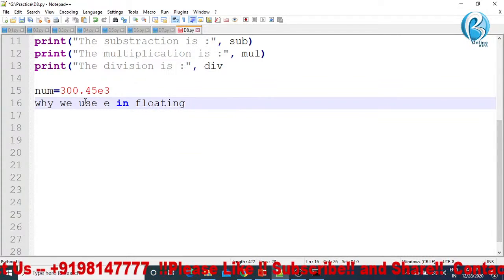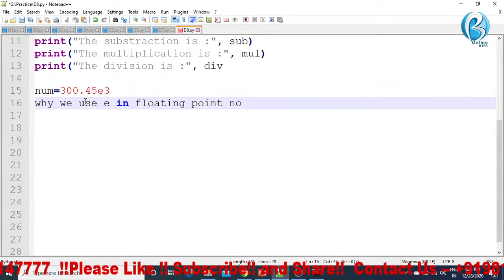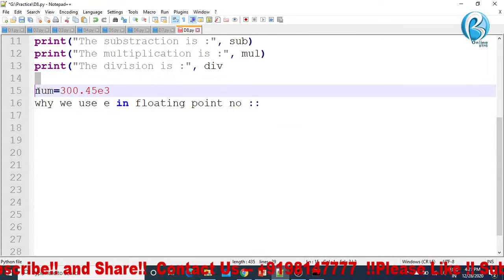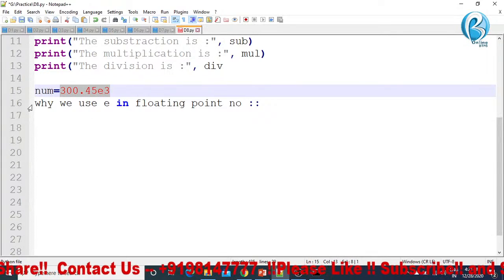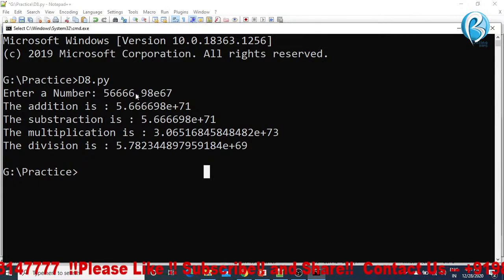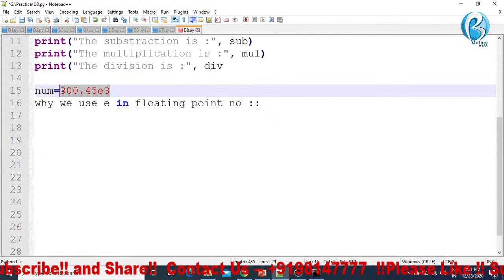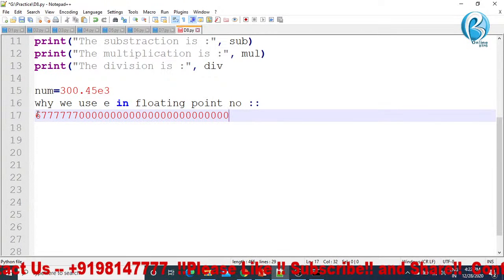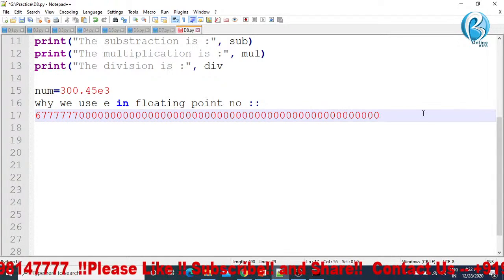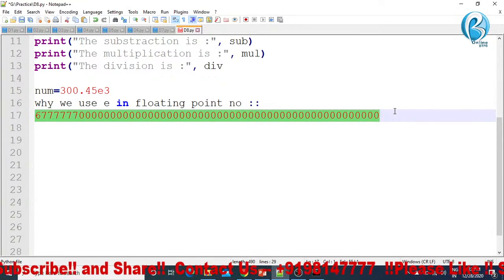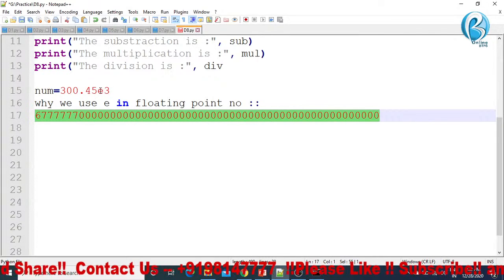See, the variables take what? The data. The variable num is taking what? It has the value of this, right? So if our value is this, that means the calculation has 56666.98 to the power 67. That means 67 zeros afterwards, right? So to save the storage for all of these, we make a short form. That means calculate the zeros and put it in the e format, that is, to the power of e.